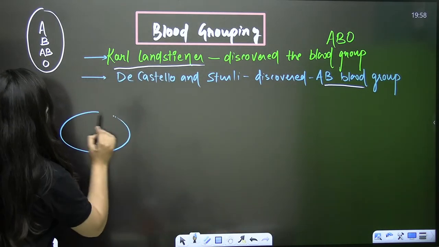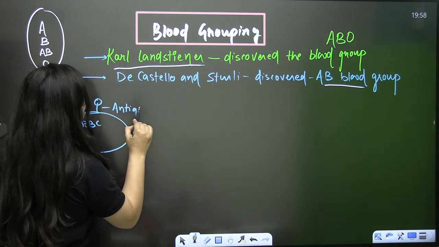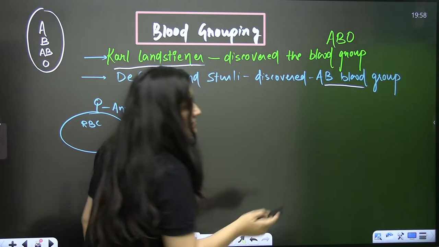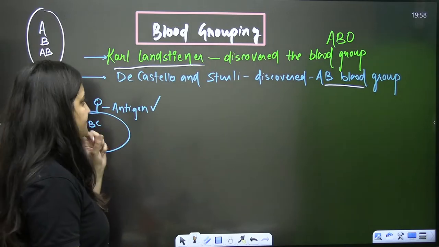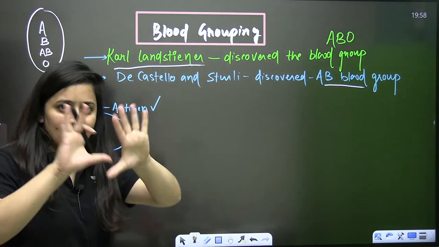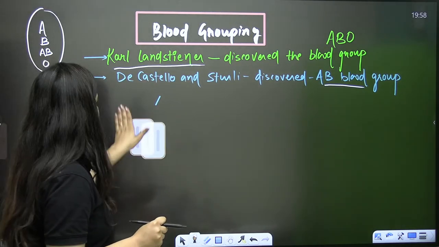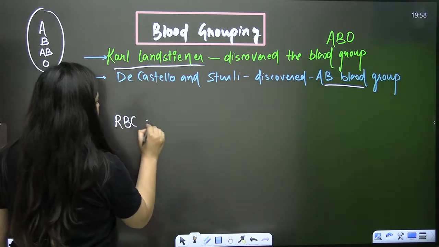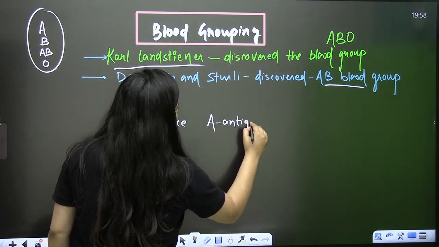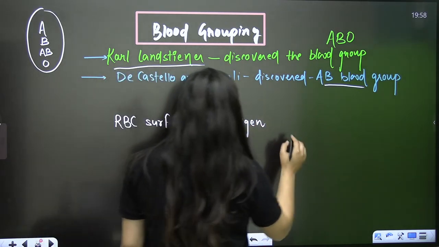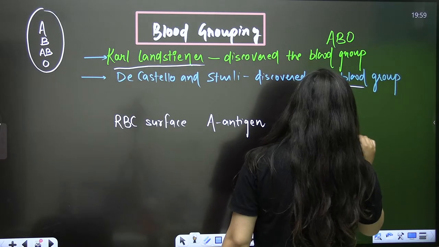Now, bachche, it's very simple, right? So the antigen on the RBC surface will decide the blood group. But the point is, what is this antigen? What is it made up of? First of all, let me explain the basic part which is given in NCERT. Here I will go a little beyond NCERT. So if the RBC surface contains the A antigen, which blood group will be there then? The blood group will be A.